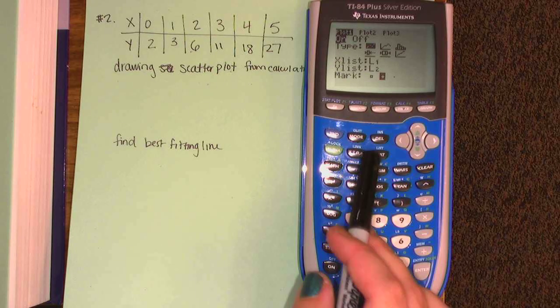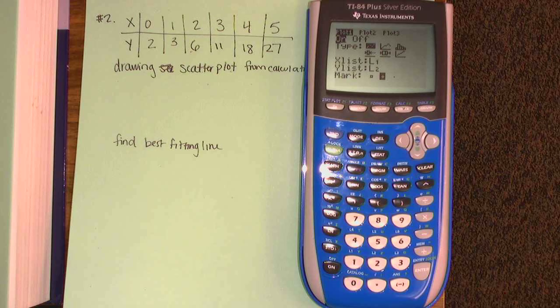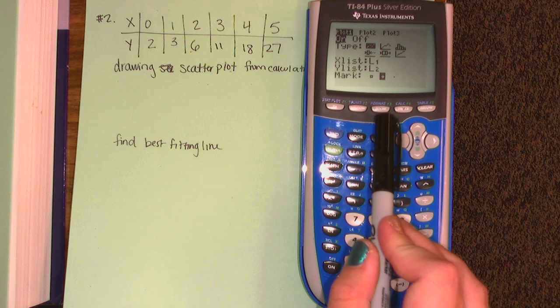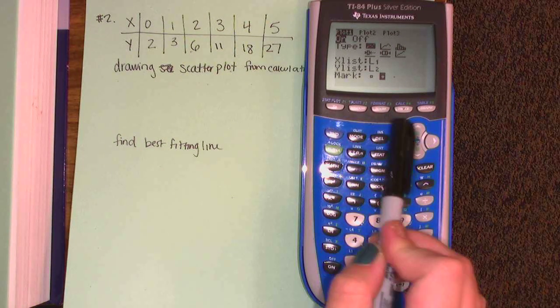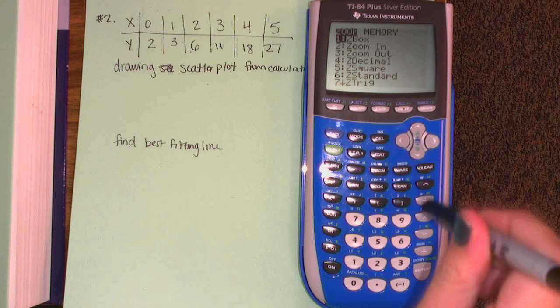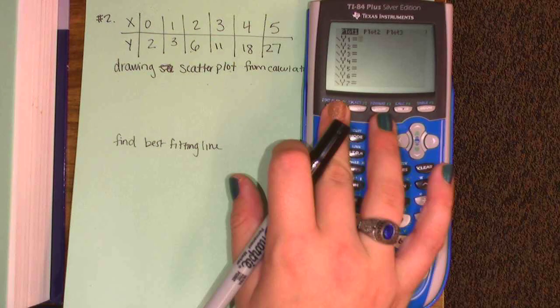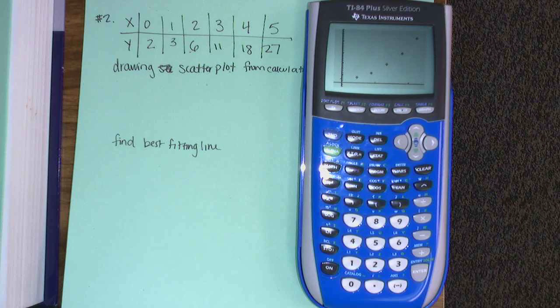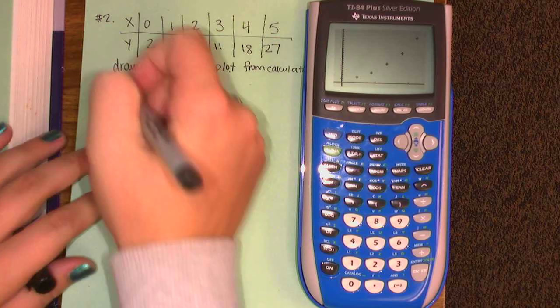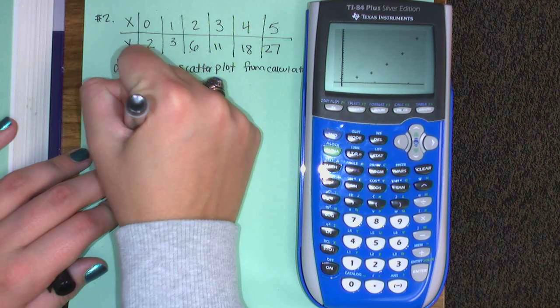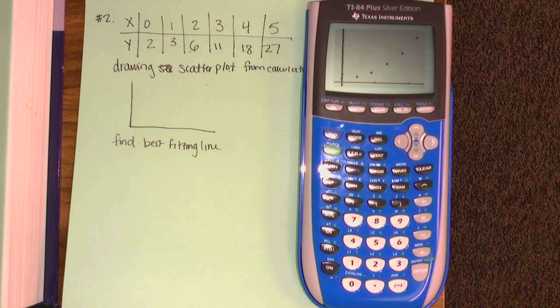You have to hit stat, and then the first option is edit, and you want to type your numbers into the list. Once you're over here, you're going to hit zoom 9. Make sure you don't have anything in your y equals. And when you do that, basically we just want to copy over from our calculator what it looks like.